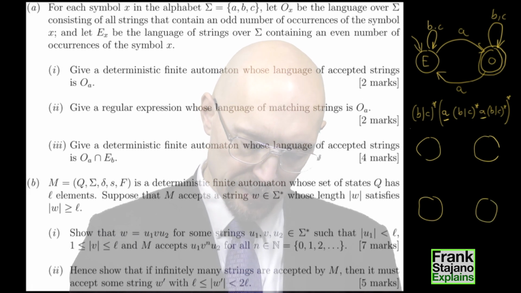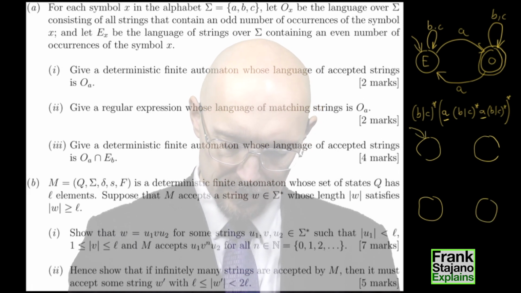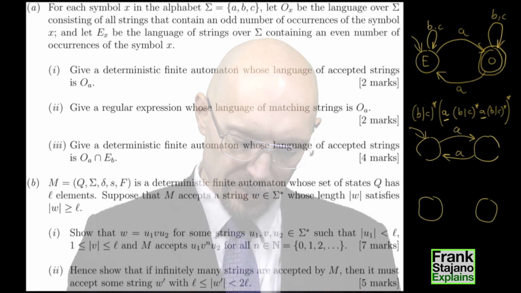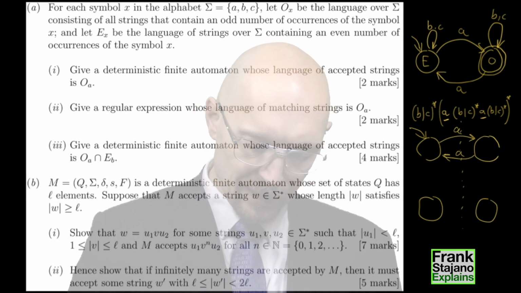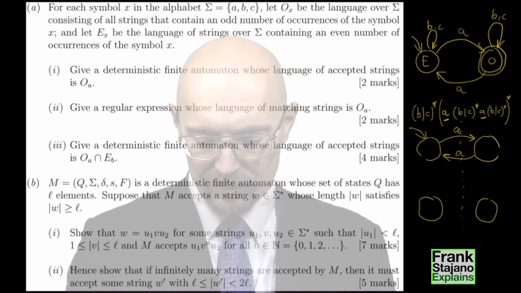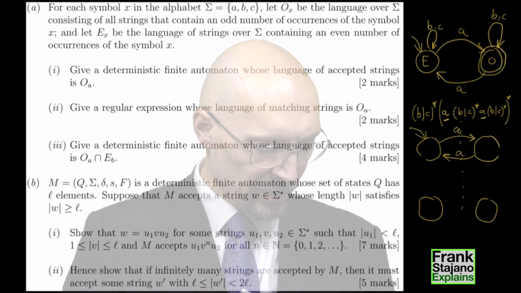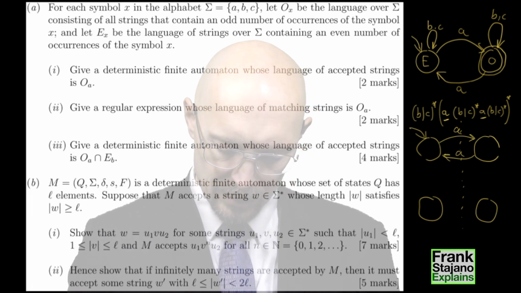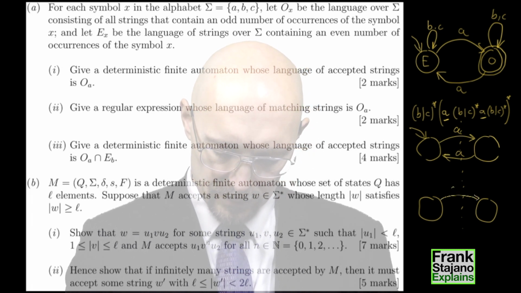I'm going to start in here, and if I get an A, I go here, and if I get another A, I go back here, because to the left of this line over here is when I have even A's, and to the right of this line is when I have odd A's. But this also happens here. Okay.